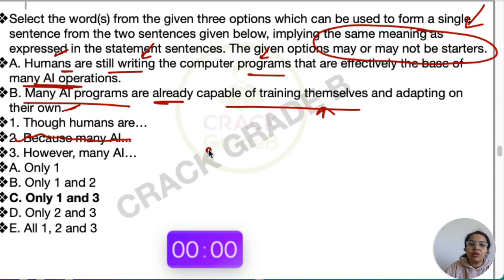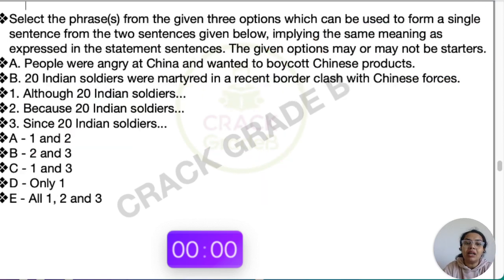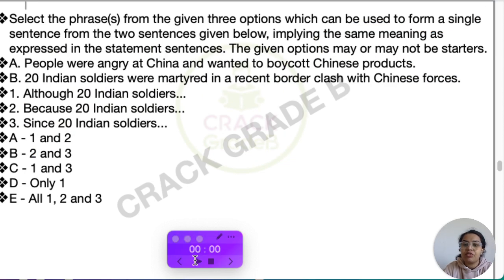So though, if you want to use the first one, then A will come, comma, B will come. So though humans are still writing, comma, many programs are already capable. For the third one, you have to write A first, then however is the connector here, and then you are going to continue with the B section. So this is important for you to know and learn the position of the conjunction, how it is used, and if it is going in line with the instruction or not.